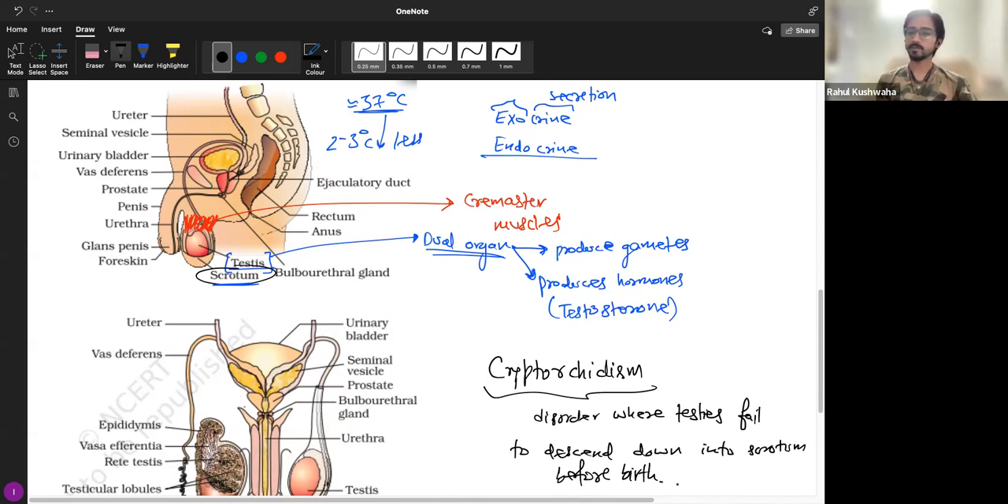But as you can understand, if the operation doesn't go successfully as planned, even if you descend the testes, sometimes the testes are not functional. So the most common consequence is that the baby won't be able to reproduce. The baby will be infertile, or will not be able to produce sperms, right?